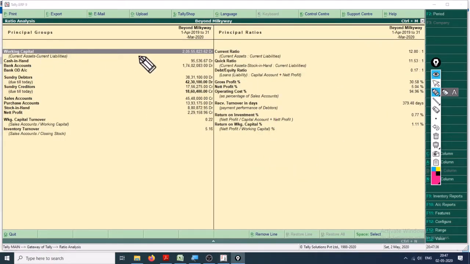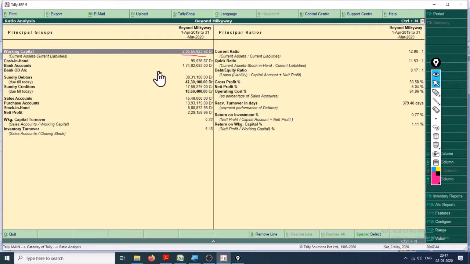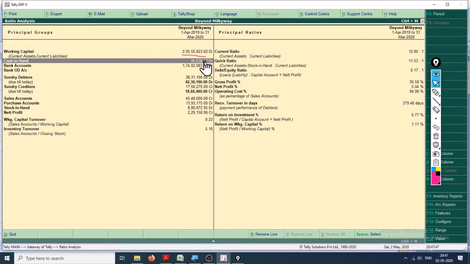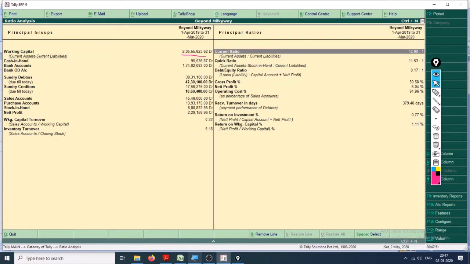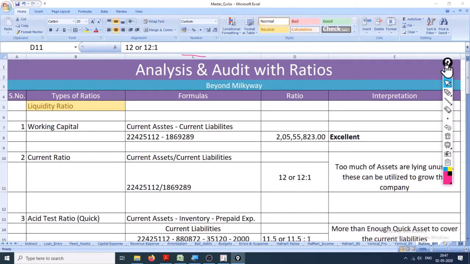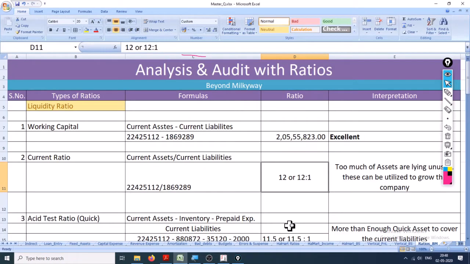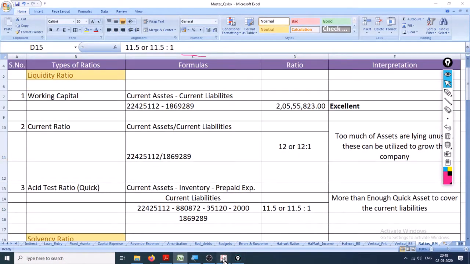It has working capital. Did we calculate it right? Let's go to our sheet. 2055. Okay, so this is correct. Cash in hand, bank OD. Okay, these are not the ratios. Current ratio, let's see, is it correct? Yeah, 12 is to 1. Good. And quick ratio, is it correct? Okay, 11.5 is to 1.